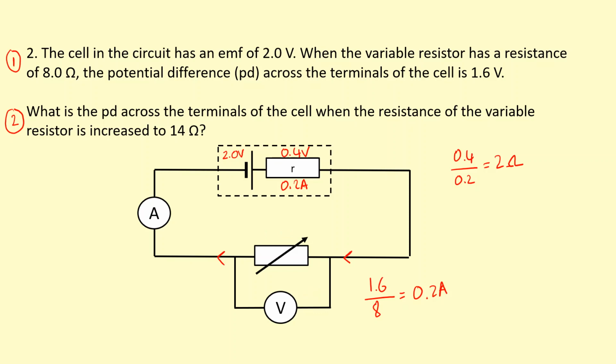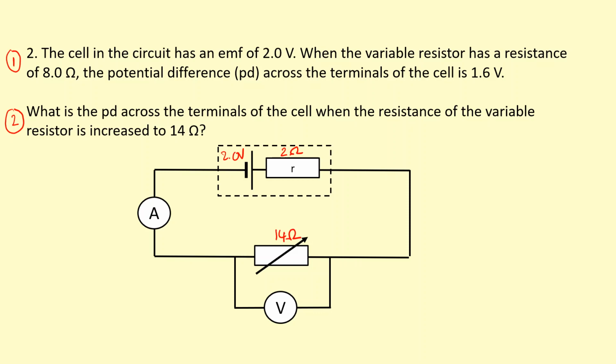Now I'm going to use that for the second part of the question, because when I change this into 14 ohms, everything else is going to change. The lost PD, all of this will change. Oh no, the EMF won't change though. So the internal resistance now is still 2 ohms. Now we have 14 ohms here. So what do we have?